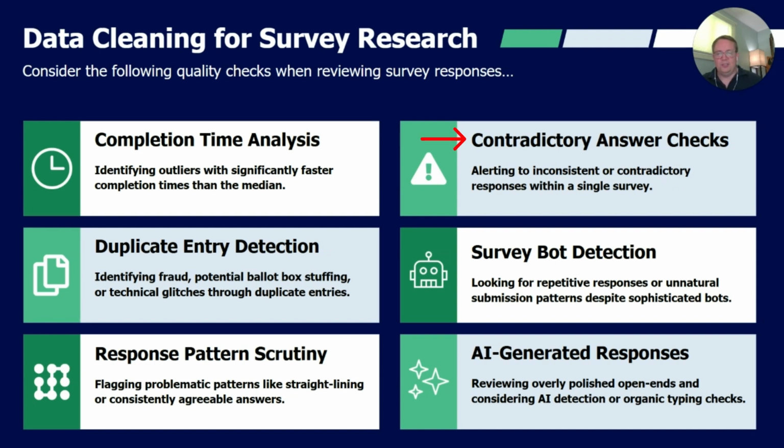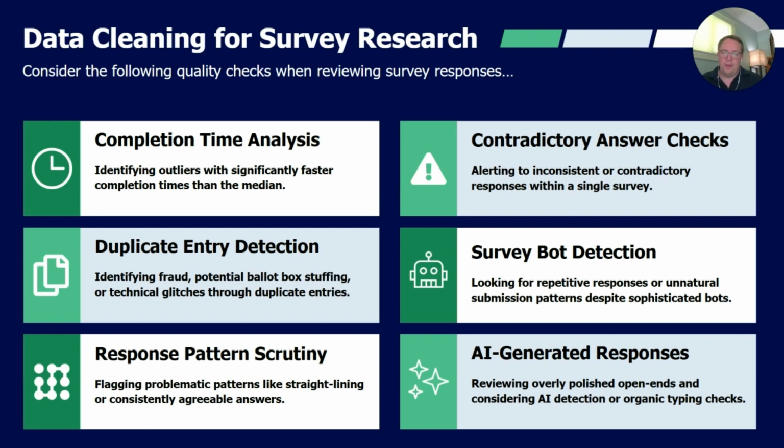Next up is contradictory answer checks. This is something that you might want to start to think about as you design your survey. Are there any questions that can be potentially contradictory in terms of how people respond? For example, you might have a question where somebody says they have children earlier on in the survey, and then later in the survey they say they have no children. That would be a red flag. So something to keep an eye out for, something to keep in mind as you review the survey data.